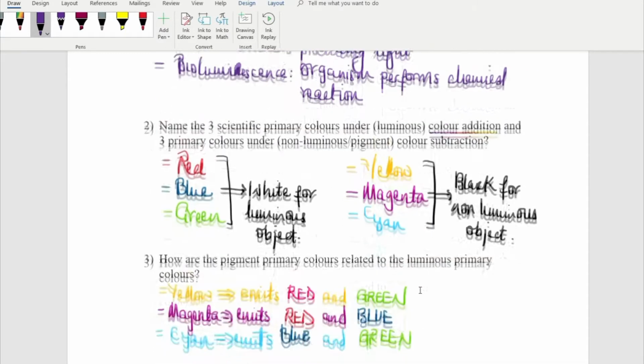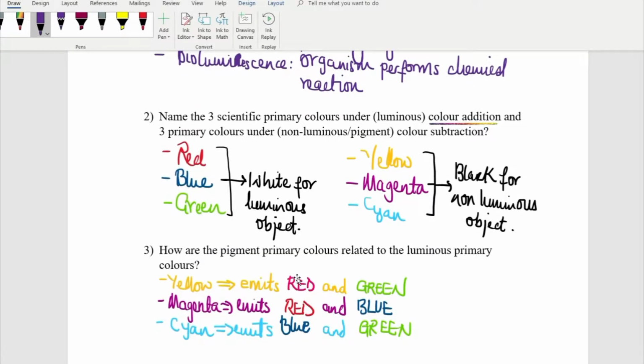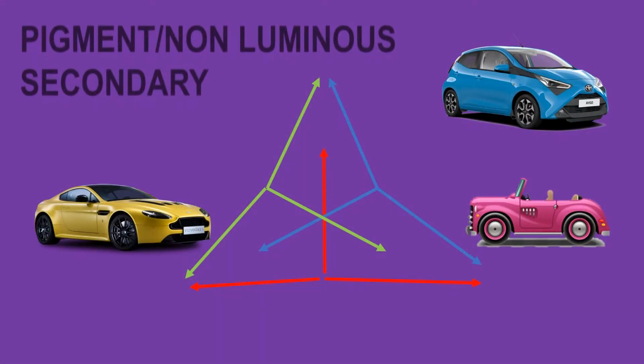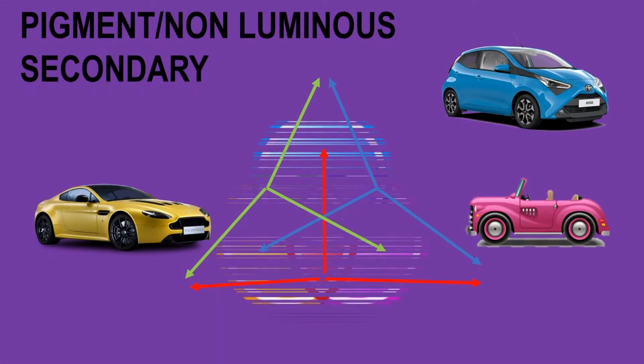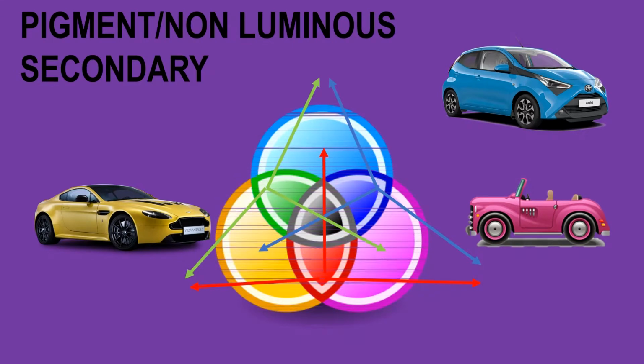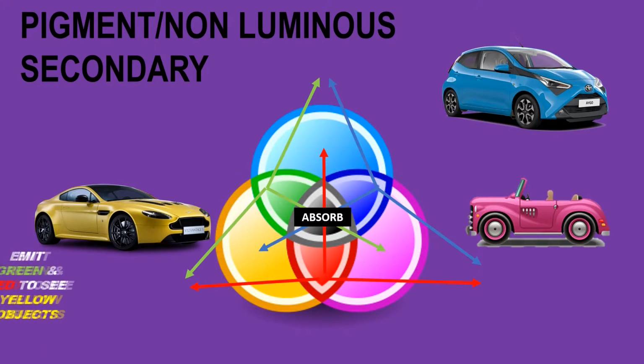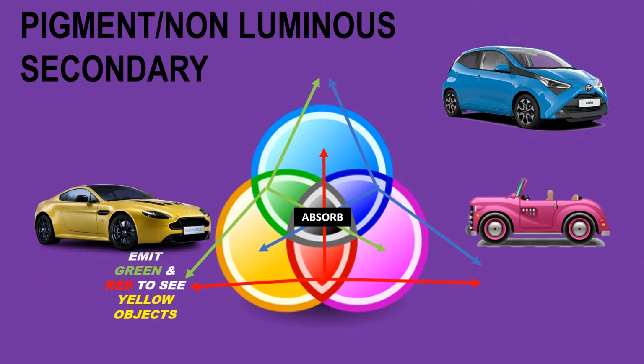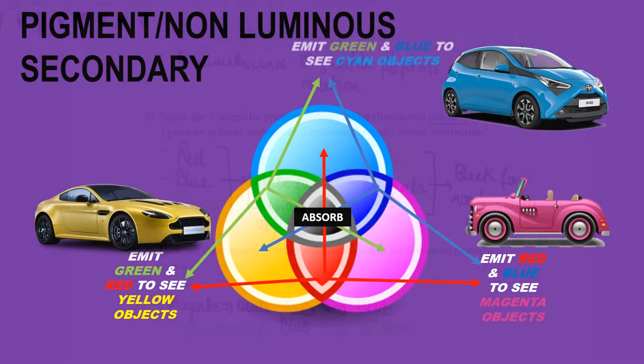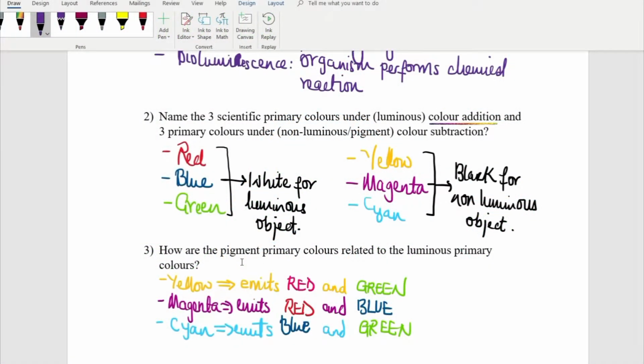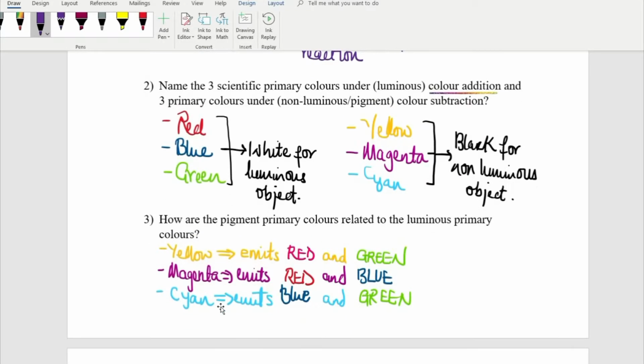Now number 3 is: how are the pigment primary colors related to luminous primary colors? We know that since red and green give yellow, it is a primary color for pigment, and what happens is that 1 color, blue, is absorbed by a yellow object, and what is reflected back at us is red and green. Since we have red and green cones in our eyes, we're able to see the combination when our brain interprets it as yellow. The same thing goes with magenta, and finally cyan.